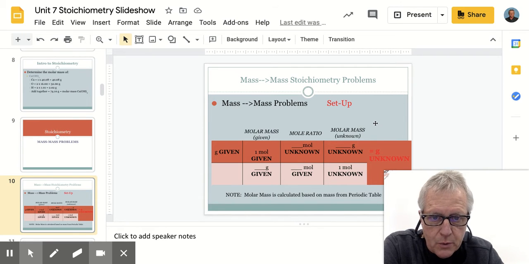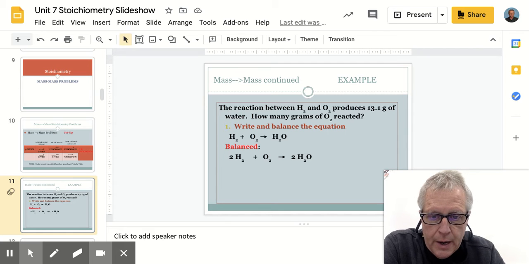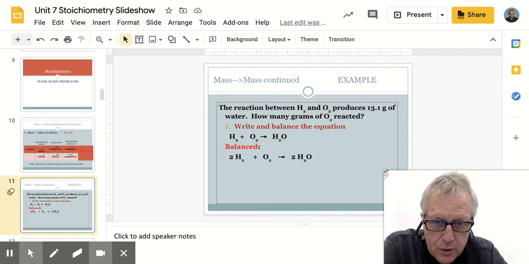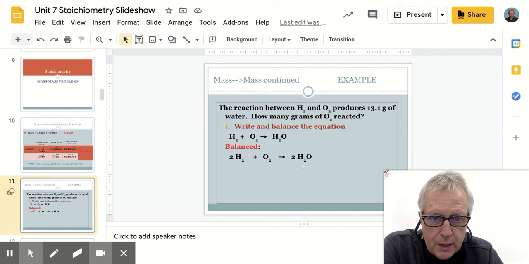Now let's advance forward here. And let's say we take something like how water is formed. So we have hydrogen gas and oxygen gas forming water. This is a synthesis reaction. Okay, now here's the balanced equation. Now, let's take it a next step further.